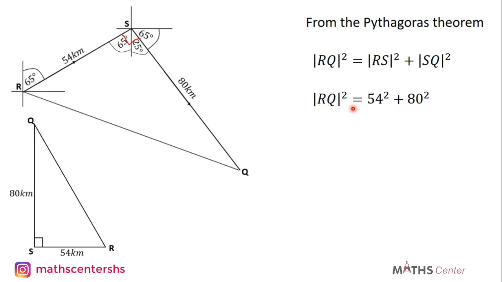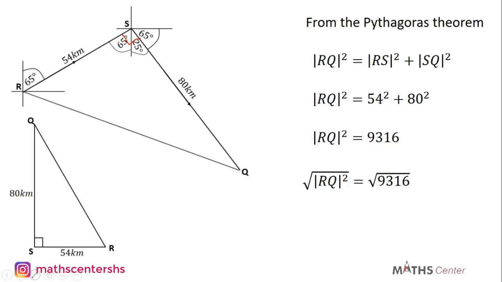So RQ squared is equal to RS, which is 54, so 54 squared, plus SQ, which is 80, so 80 squared. RQ squared is equal to 54 squared plus 80 squared, which will give us 9316. So what do you do here in order to find RQ? You take square roots of both sides. So you take the square root of the left hand side, then you take the square root of the right hand side.